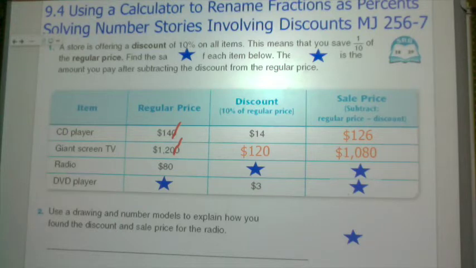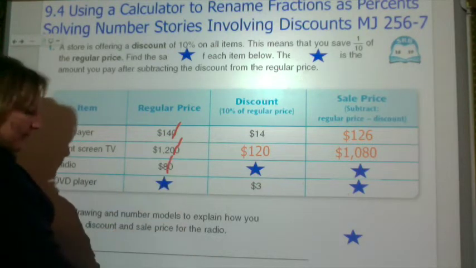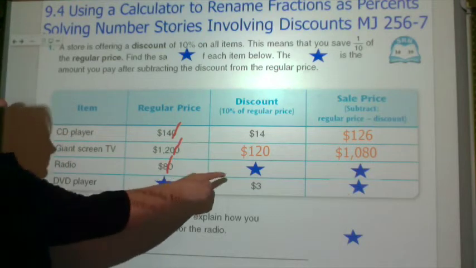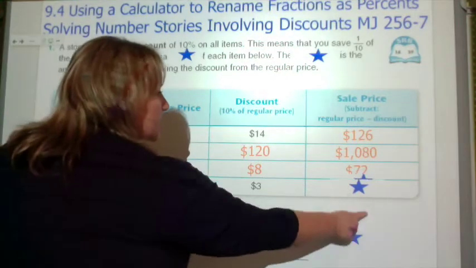Okay, this time I bought a radio for $80, but again, I get 10% off. So I'm going to cross off the 10 on the end. That means I'm going to have a savings of $8. So 80 take away 8 is 72.